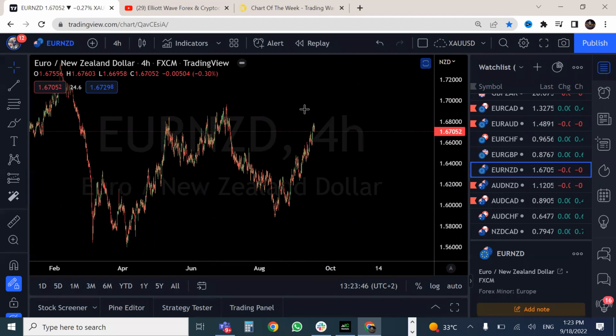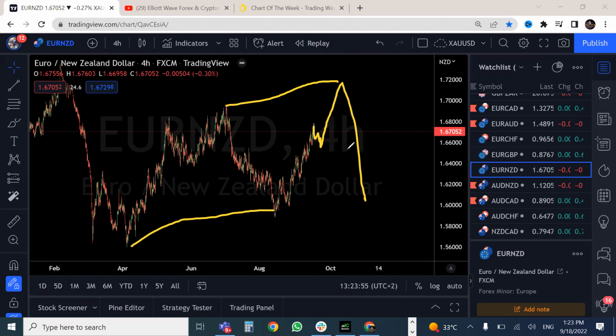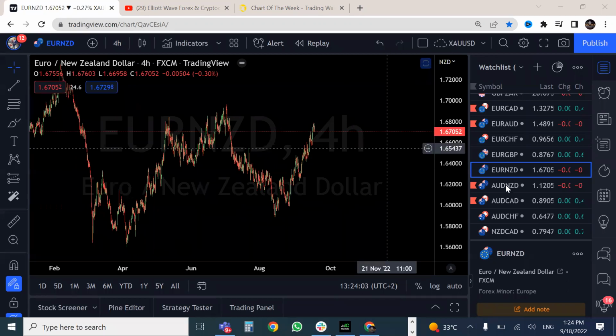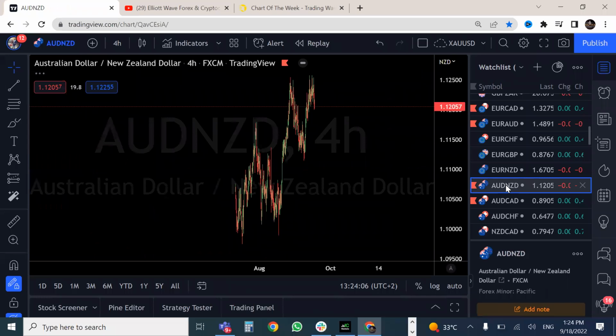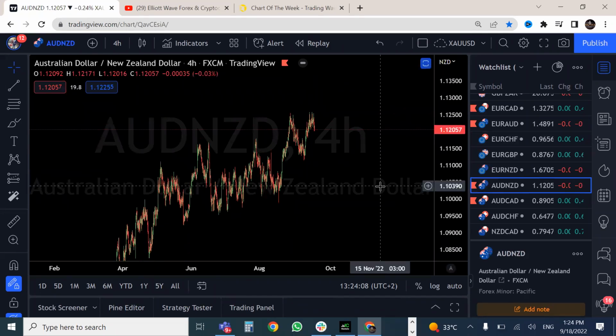Euro New Zealand, any pullback should be an opportunity for this one to come take the top before dropping. So essentially, we are anticipating this bigger corrective structure to play out, which is going to be a WXY corrective structure for a continuation to the downside. That completes the euros, and this is now AUD New Zealand.